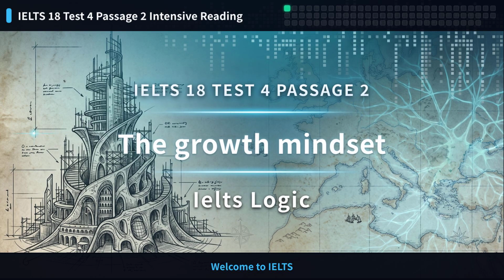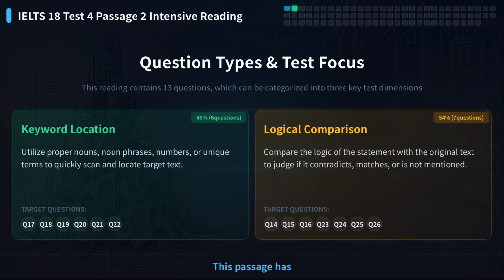Welcome to IELTS 18 Test 4 Passage 2, The Growth Mindset. This passage has 13 questions in total, with 3 types of questions. The questions are divided into keyword location and logical comparison. Knowing the question types helps you answer more efficiently.